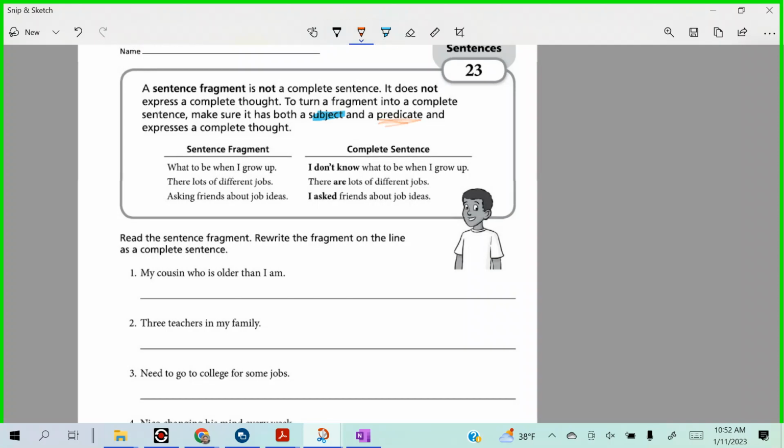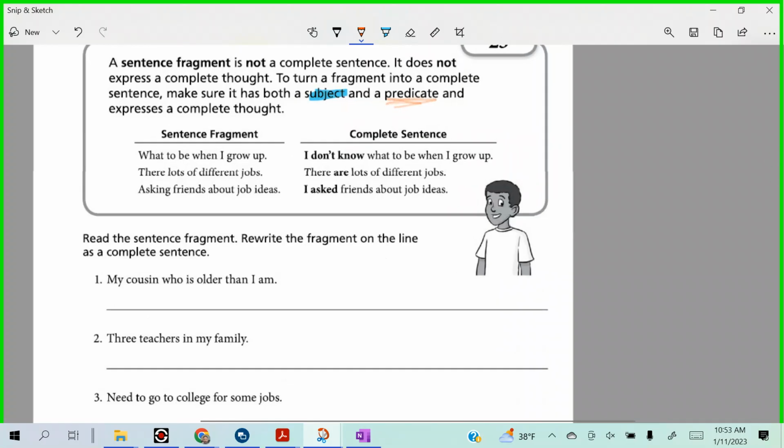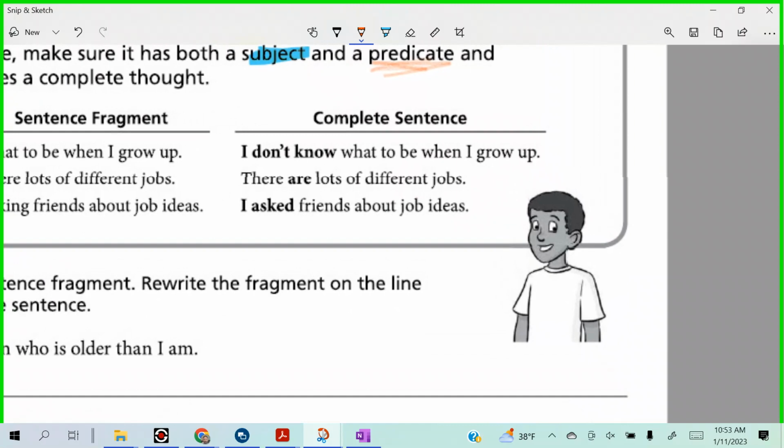All right. So, what to be when I grow up? Does that have a subject or a predicate? No. But what about this? I don't know what to be when I grow up. Let's look at that. Can you tell me, Frederick, what the subject and predicate is in that one? What's the subject? I. All right. Subject is I. What's the predicate? Don't know what to be when I grow up. That's the whole predicate. What's the simple predicate? Don't know. Yeah.